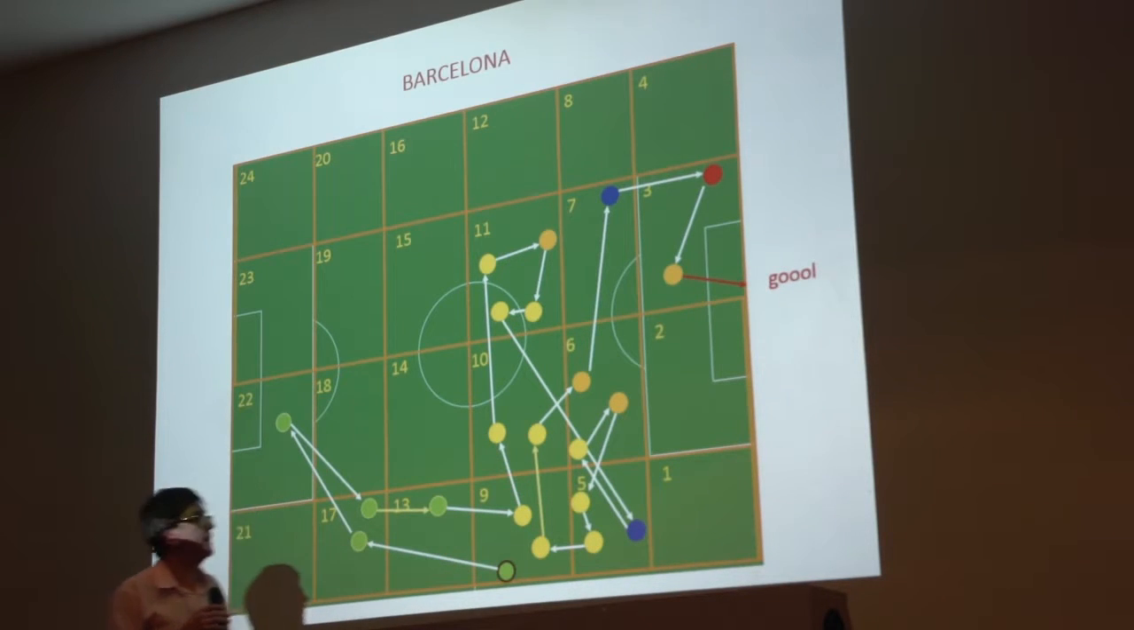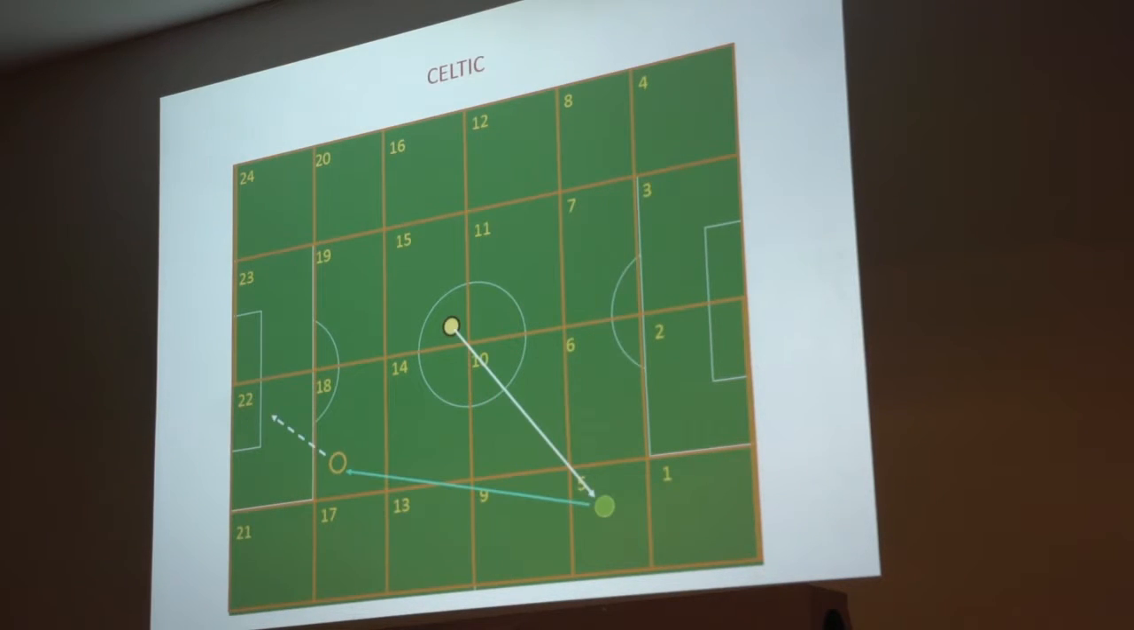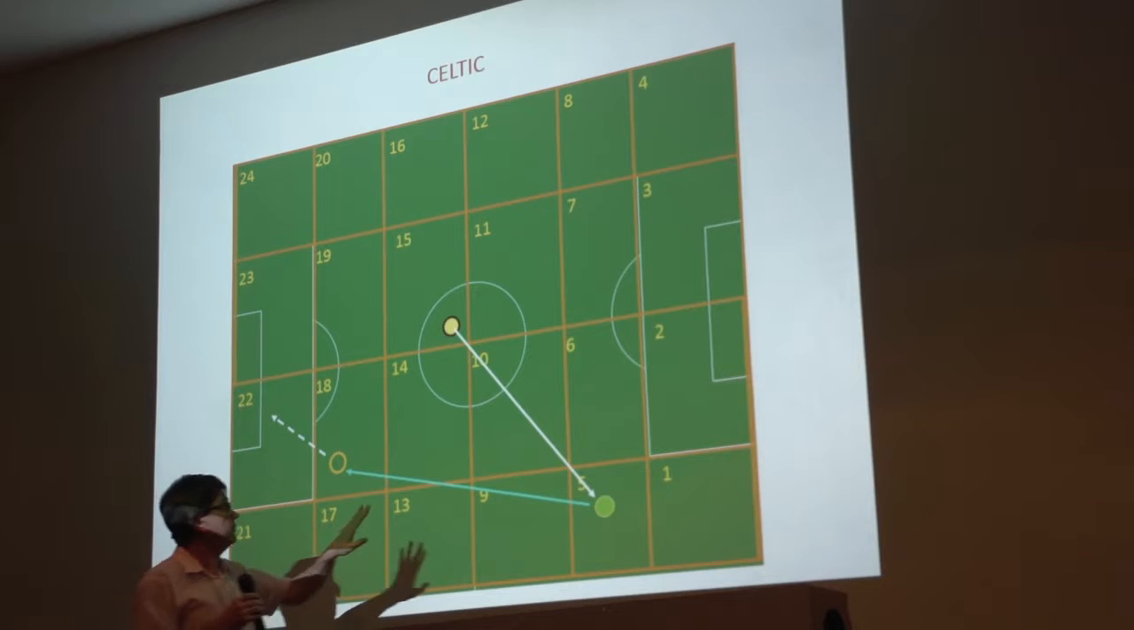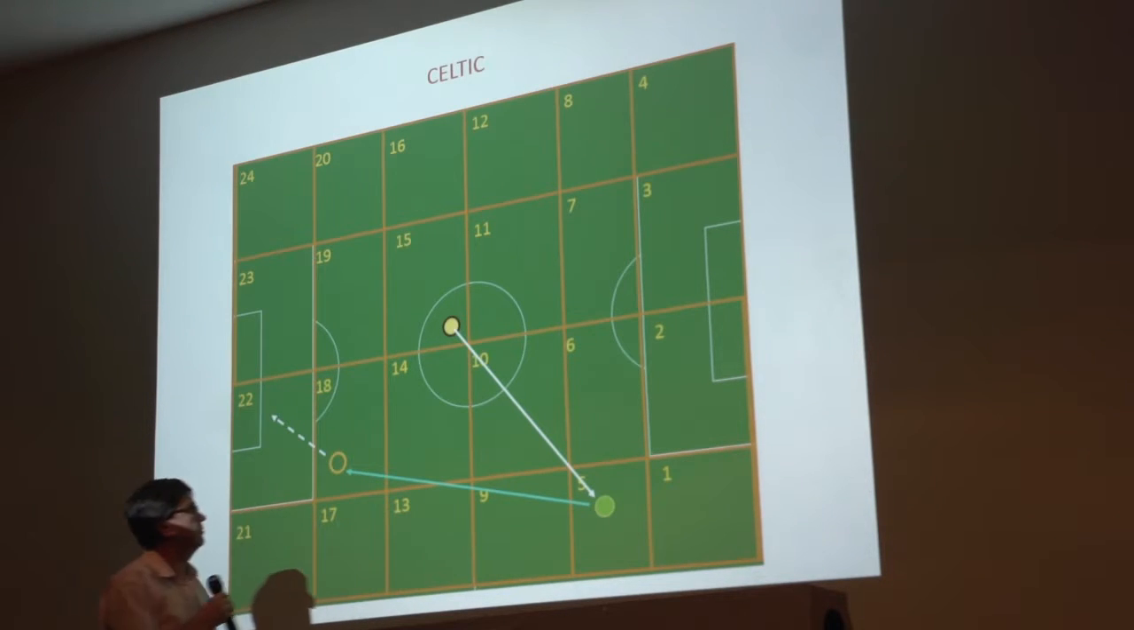Their adversary, Celtic, next one please, had a very different style of playing. They usually worked by this side with long balls with a small number of consecutive movements. This kind of thing we could describe, even with this very poor measure based on very big equivalence classes.